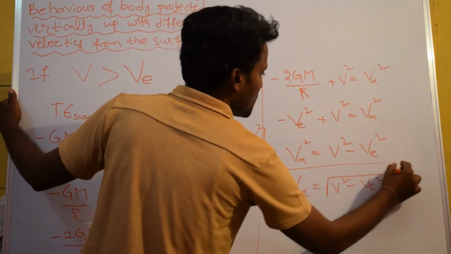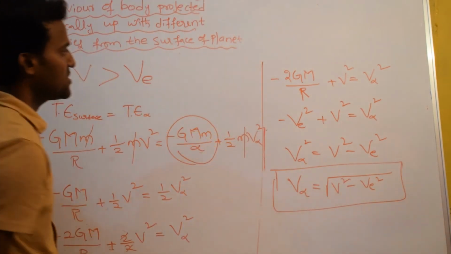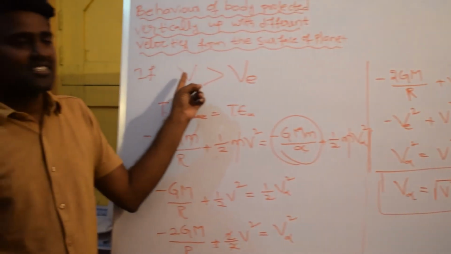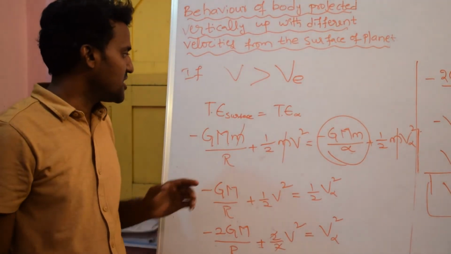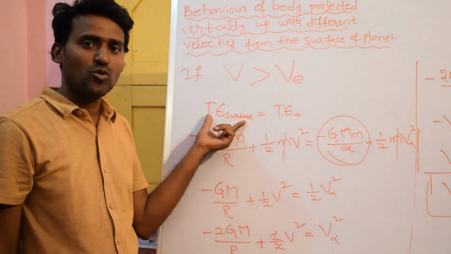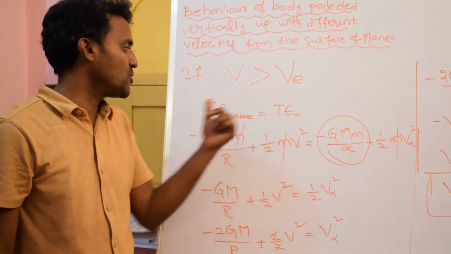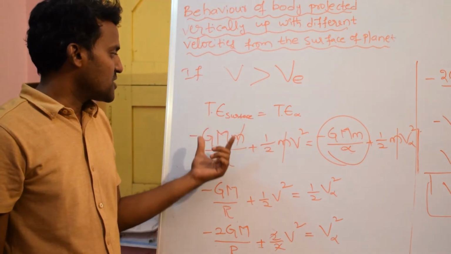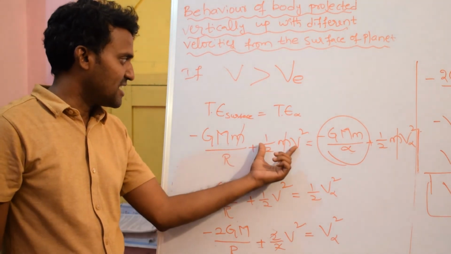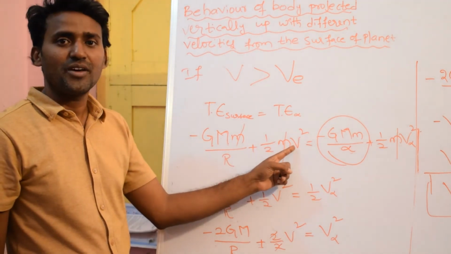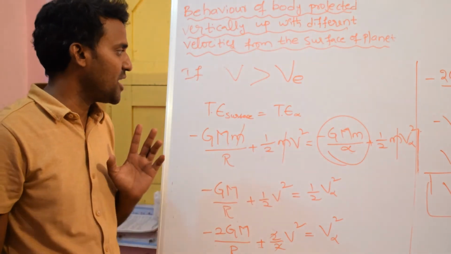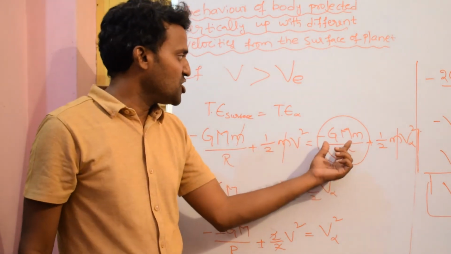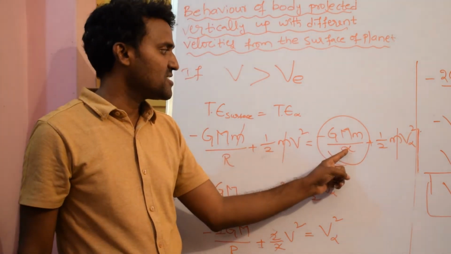It is an important formula. See here, when velocity is greater than escape velocity, the total energy at the surface is equal to the total energy at infinity. Total energy at the surface is potential energy plus kinetic energy. So the velocity on the surface, that is v, I have taken. So the potential energy at infinity, the distance is infinity.